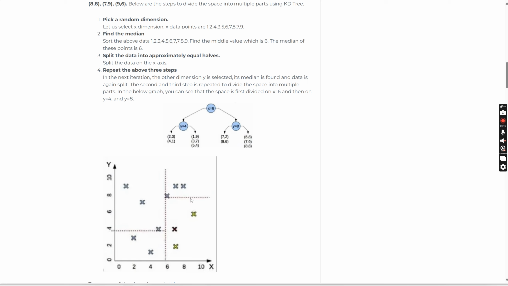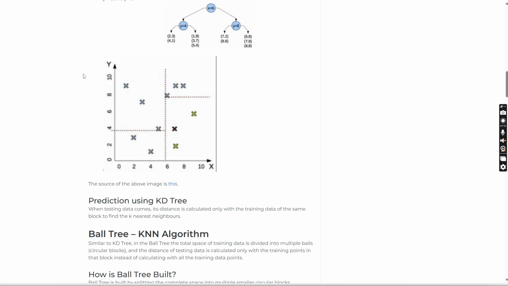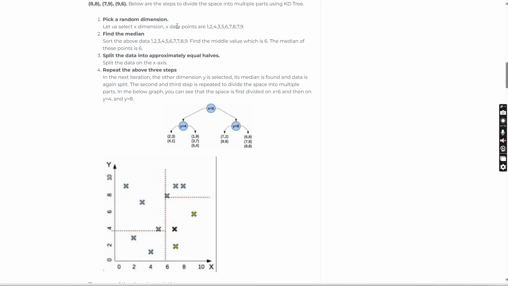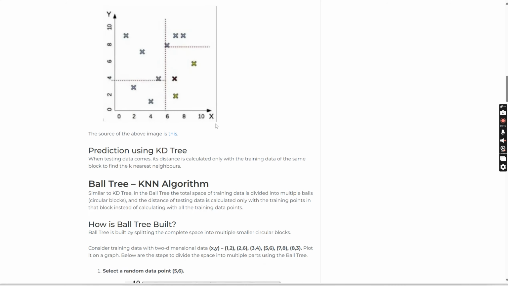Instead of comparing with all these data points, you will be comparing only with these three, and basis on the k value you will choose the regression value or the classification value based on the majority voting. Okay, this way KD tree simplifies just by choosing the dimensions, by calculating the median value on the dimensions. Okay, this is KD tree. I'll give you the link to this, you can go through.